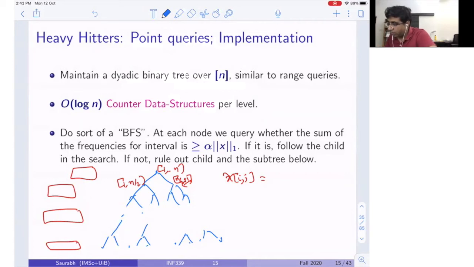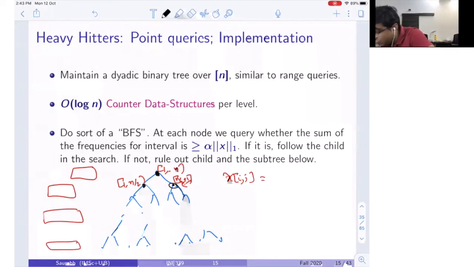We can do the following. I start at the root and query whether the sum of the frequency is more than alpha times the norm of x. Fine. Now I ask, for the children, is this child's sum of the frequency more than alpha times the norm of x? If yes, then I will also go here. I will also ask the other child, is your frequency also more than this? If yes, then I know.